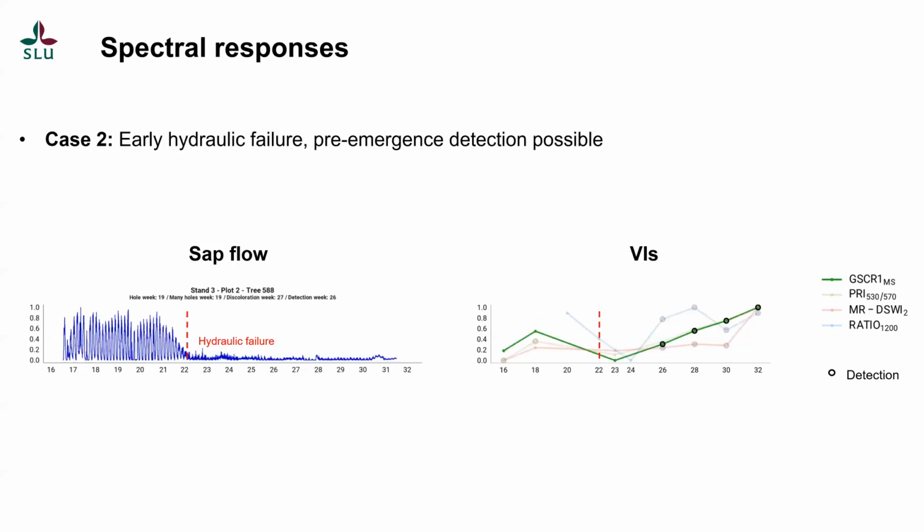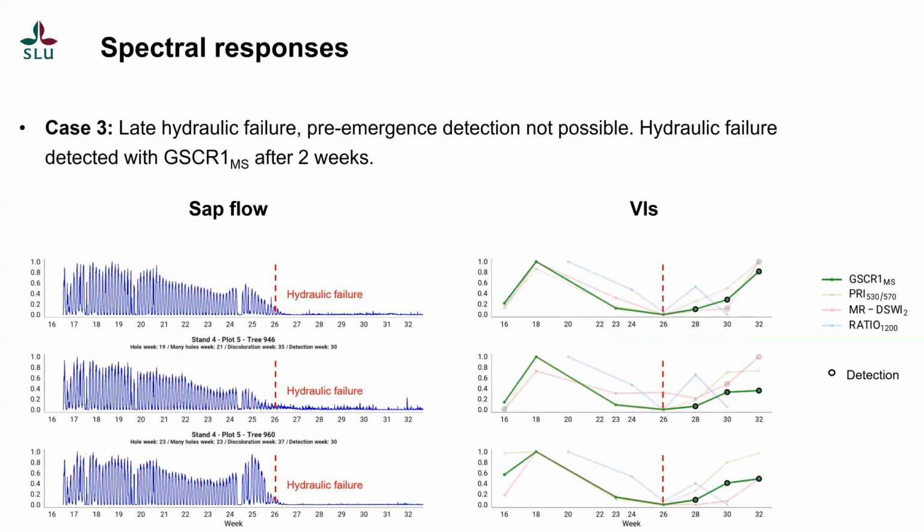And then the second tree was the most extreme case that we saw, which is a tree that had the hydraulic failure very early during the growing season. So around week 22, we already saw this hydraulic failure, which is surprisingly fast. And because it's a very extreme case, we see that many of the indices respond, and we can detect this tree in week 26. So that's 2 weeks before the emergence of the bark beetle. So that's a good case of pre-emergence detection possible.